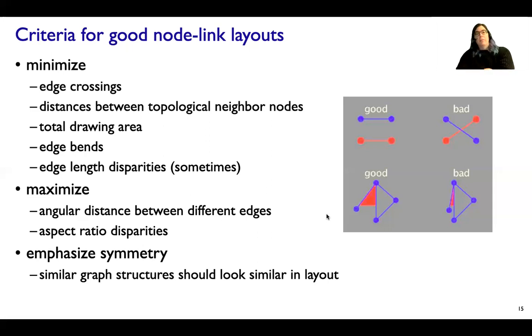Another criterion people often use for node-link graphs is to try to emphasize the symmetry. If there are similar structures, subgraph structures in the network, it would be great if those actually looked similar in the layout, so you'd have some hope of visually noticing that.